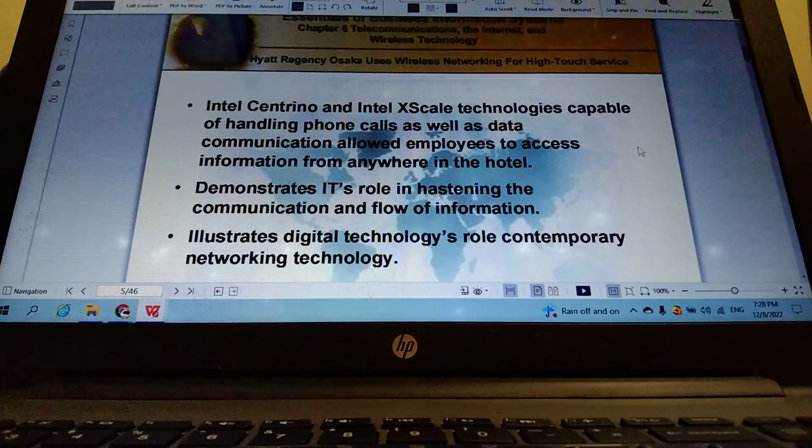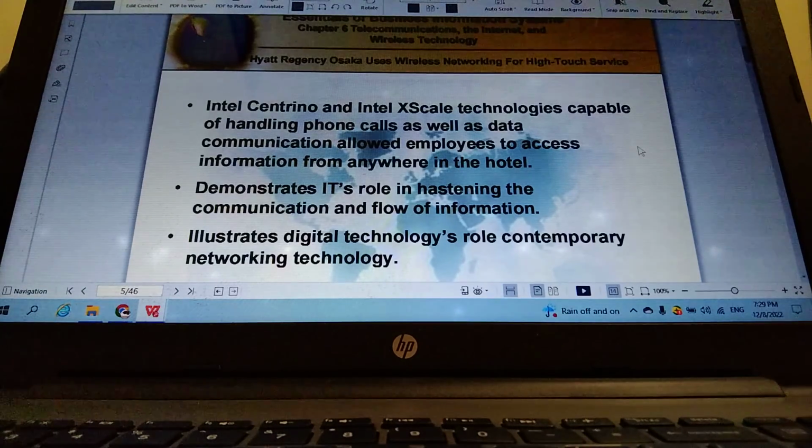Next, what they're going to do is they're going to use what they call Intel Centrino and Intel Xscale technologies, capable of handling phone calls as well as data communication for the employees to access information from anywhere in the hotel. Okay, so this is another solution that provided or recommended or maybe suggested by the vendors in overcoming this problem.